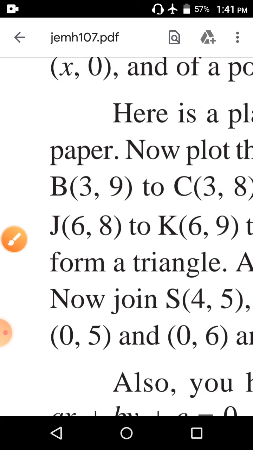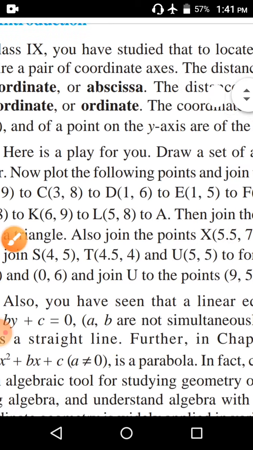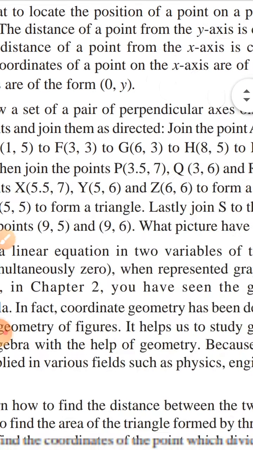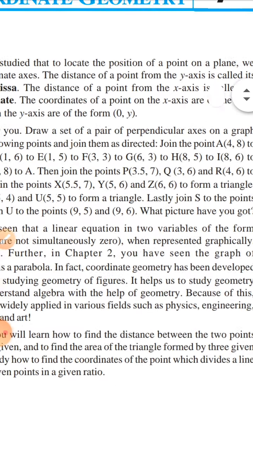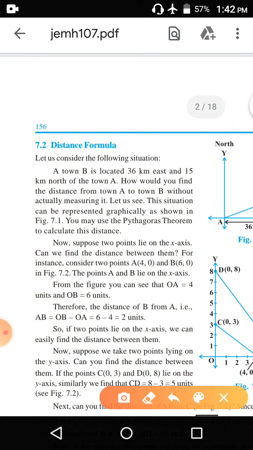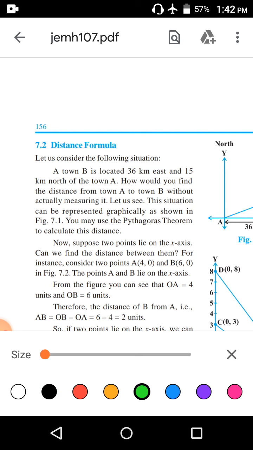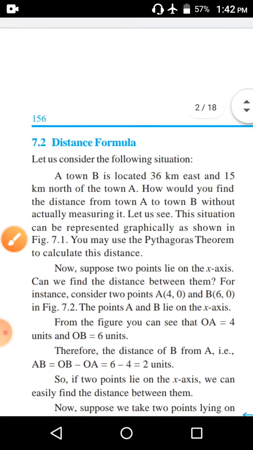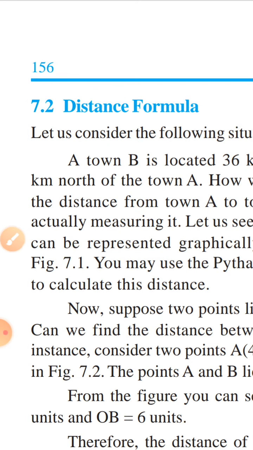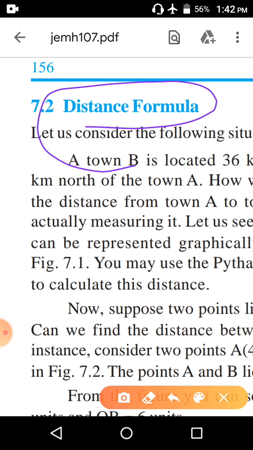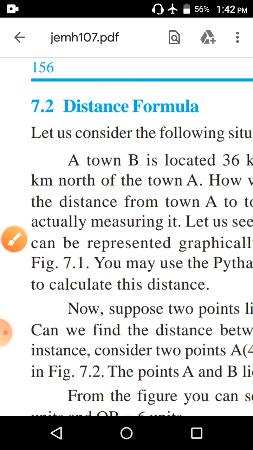Then you should also know how to plot points on the coordinate plane. If you know how to plot them, then we can start. Now, in general, the first formula that is important for class 10th is the distance formula. I am writing here: distance formula. This formula is very important, because if you know the distance formula, then you can do a lot of questions in the first exercise. So what is the distance formula?